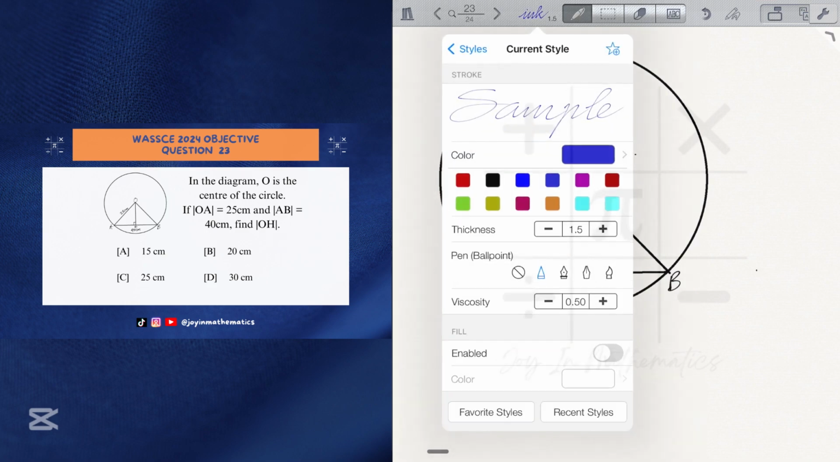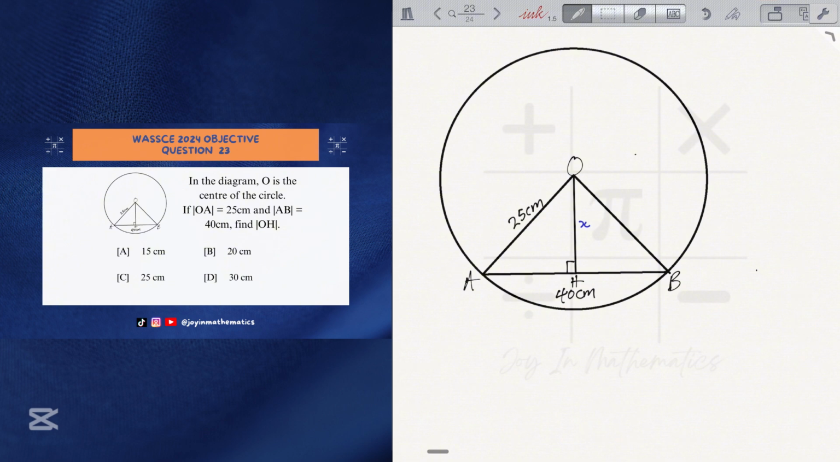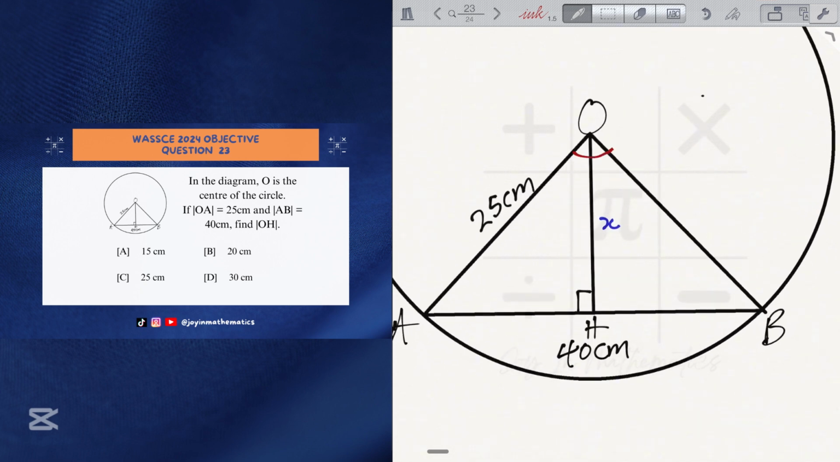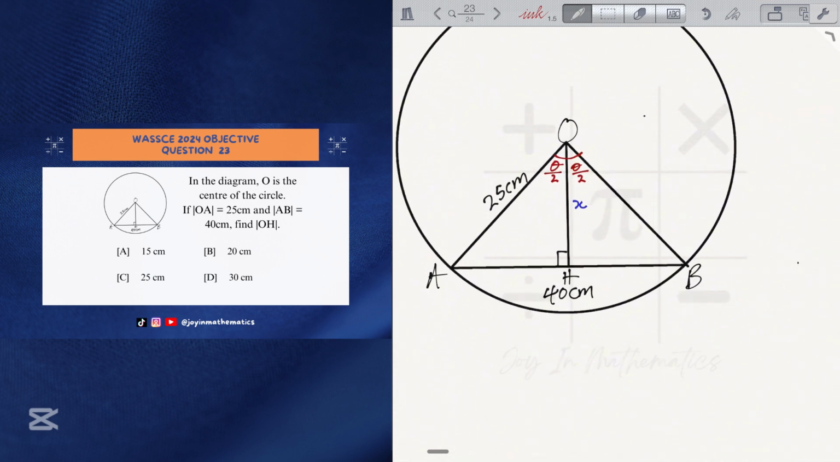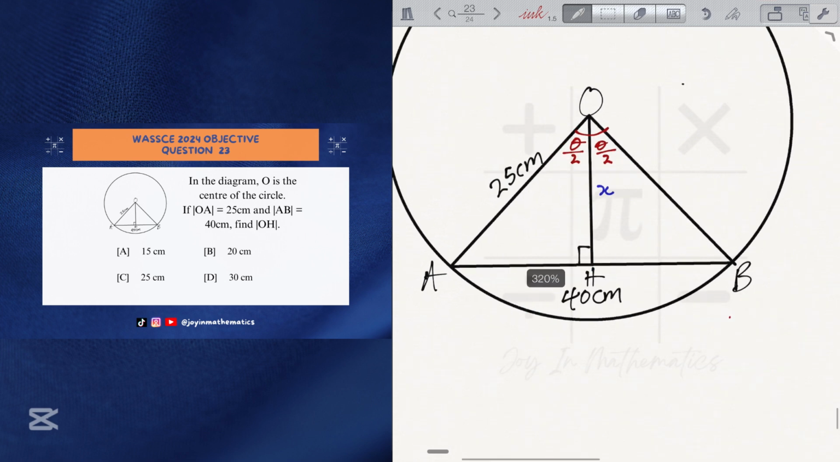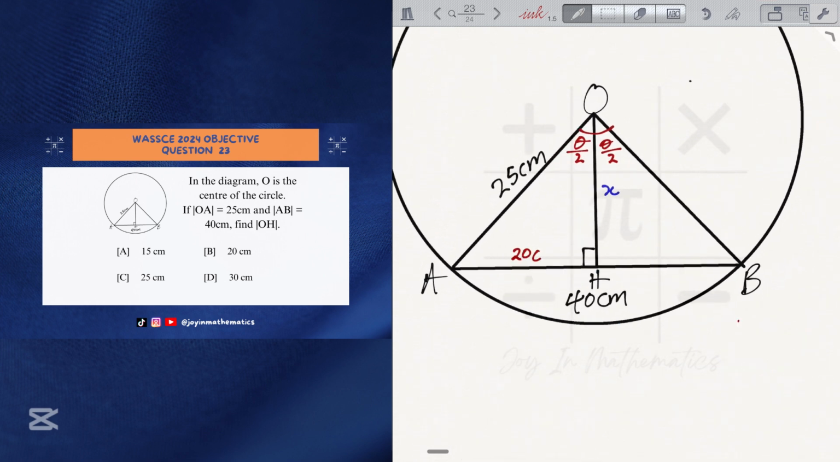Now let's analyze this diagram. Line OH is a perpendicular bisector that divides this angle equally. So if we divide this angle equally, this will be theta over 2, assuming theta, and this will be theta over 2. And just as it divides that angle equally, it will divide line AB equally. So it's going to divide the 40 centimeter length equally. So this length becomes 20 centimeters and this also becomes 20 centimeters.